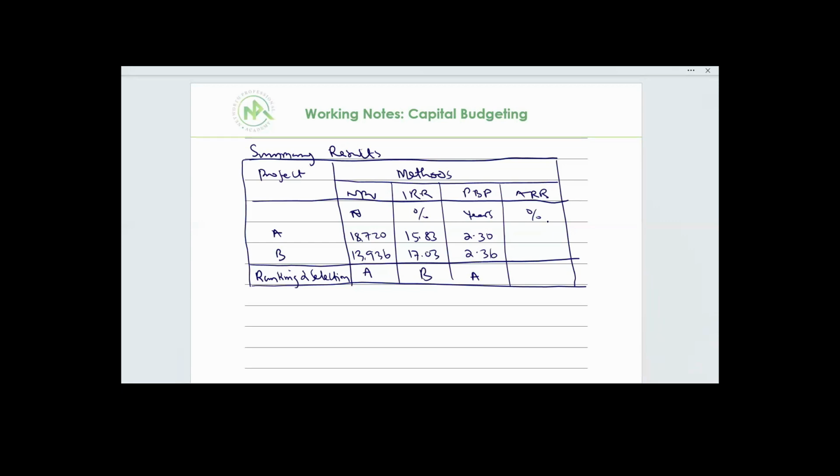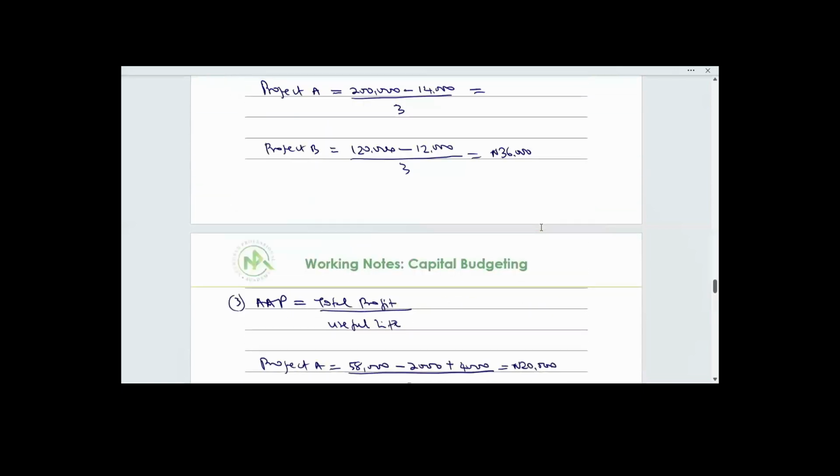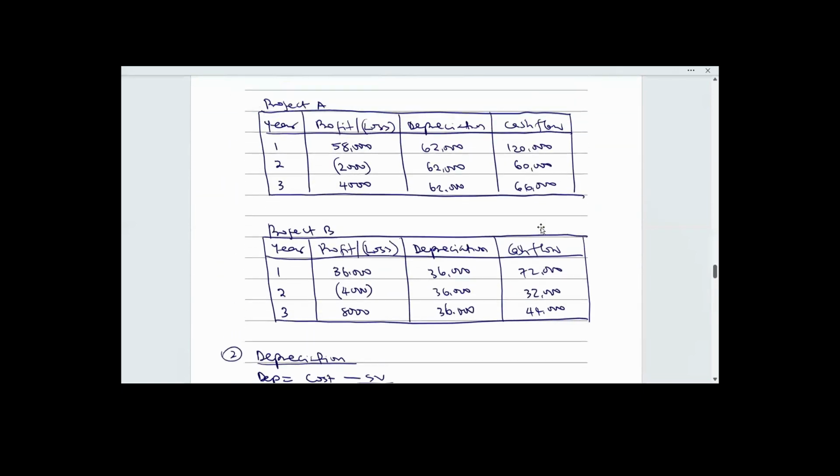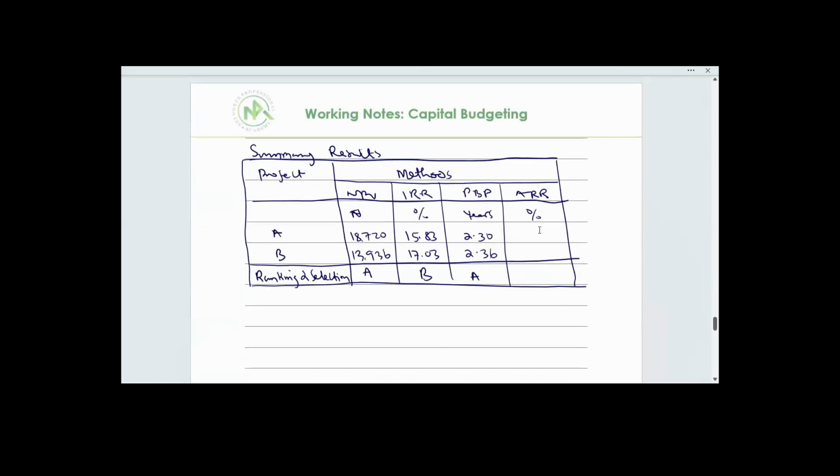All right. So accounting rate of return for project A, I think we got 16, 15, no, 18.69. Here is 18.69, 20.20. So on the basis of accounting rate of return, which one are we going to select?